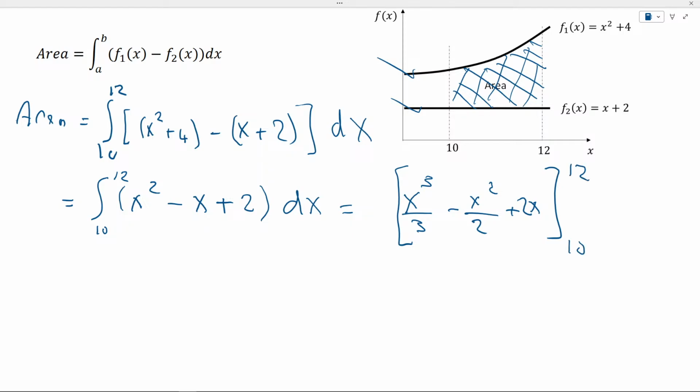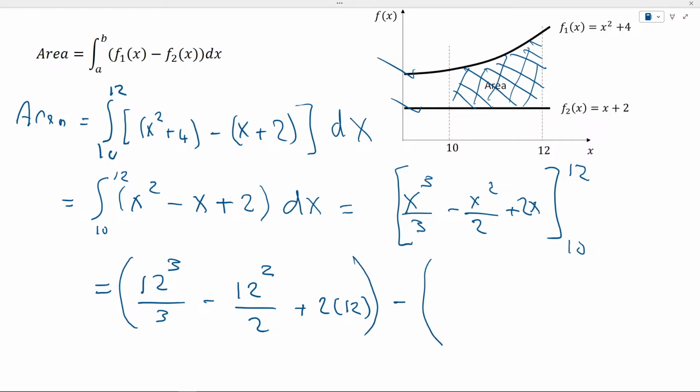So let me just evaluate this. At my upper and lower bound, that will be 12 to the power 3 over 3 minus 12 to the power 2 over 2 plus 2 times 12. So I have this minus 10 to the power 3 divided by 3 minus 10 to the power 2 divided by 2 plus 2 times 10.